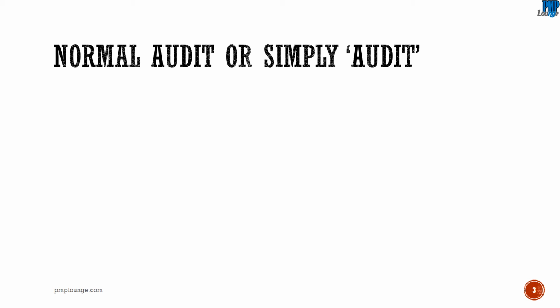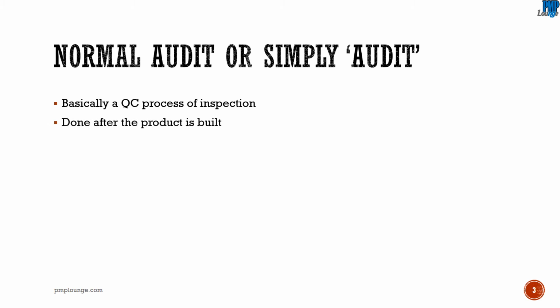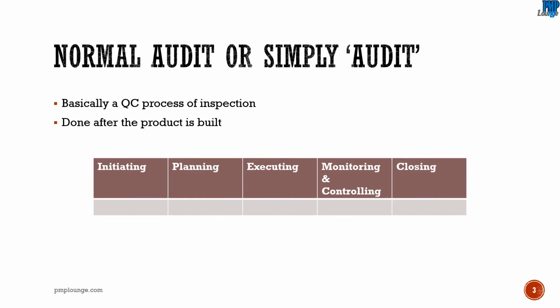We begin with the first one, which is simply an audit. What exactly is an audit? An audit is just a QC process. It's a quality control process, and it inspects the product of the project. So the product that has been built by the project, it will inspect it. Again, this is a monitoring and controlling process, and it is done after the product is built.